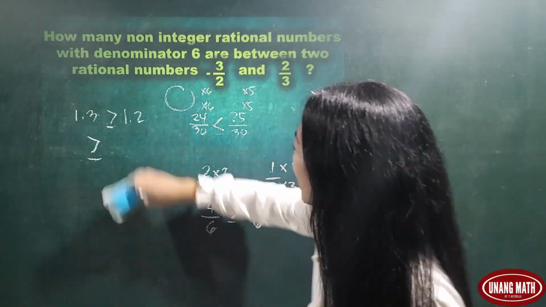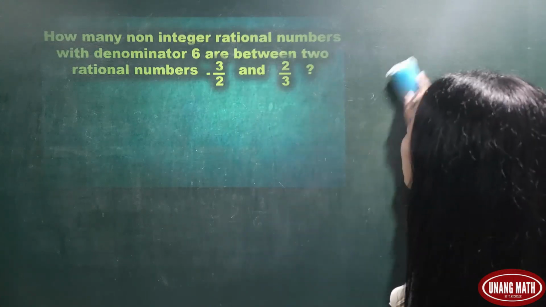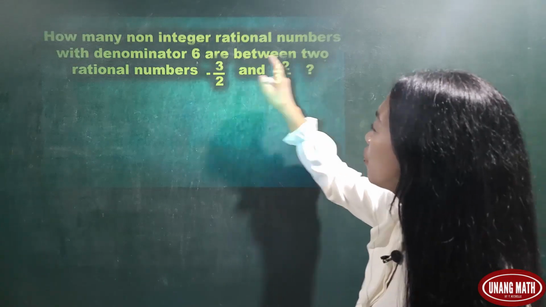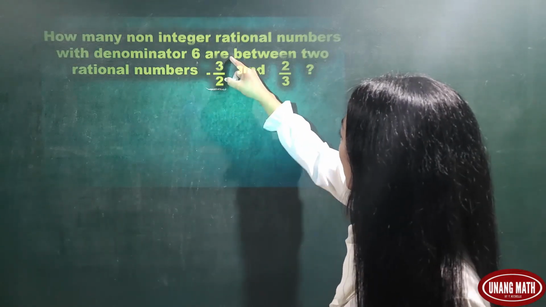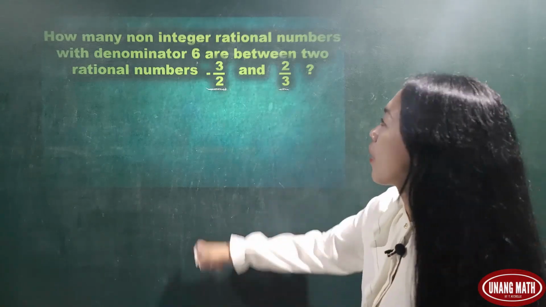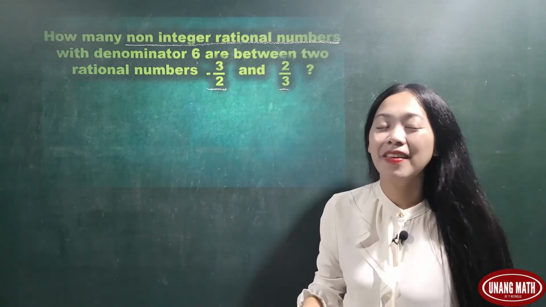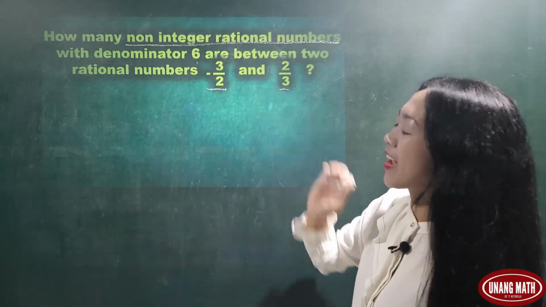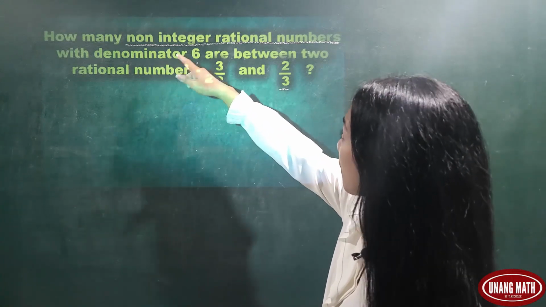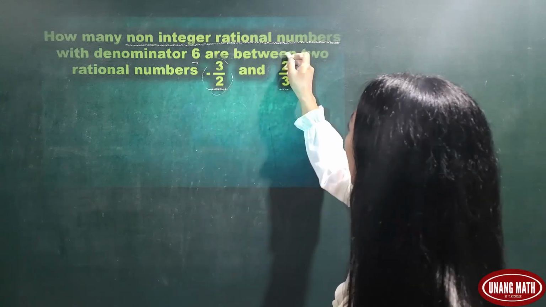Okay, let's answer this last problem. How many non-integer rational numbers with denominator 6 are between two rational numbers, negative 3 over 2 and positive 2 over 3? When we say non-integer rational numbers, this means irrational numbers. How many irrational numbers with denominator 6 are between these two numbers?